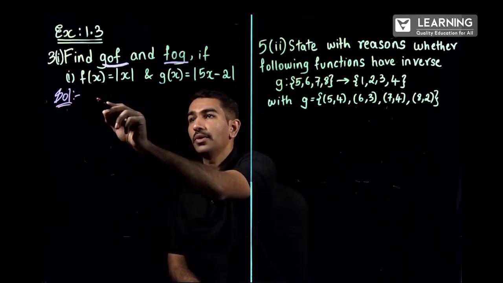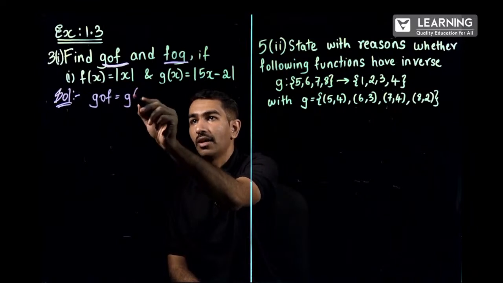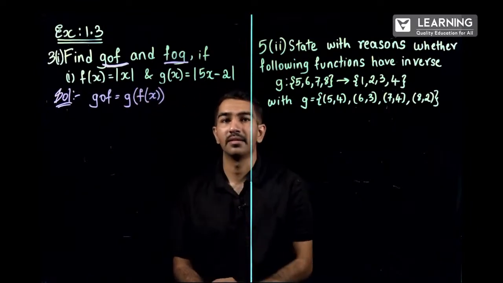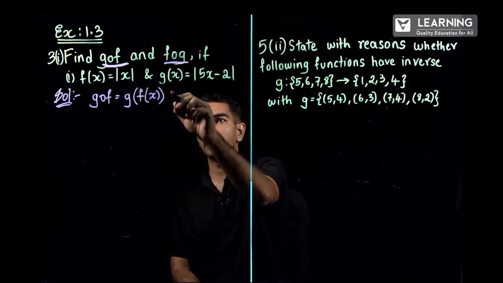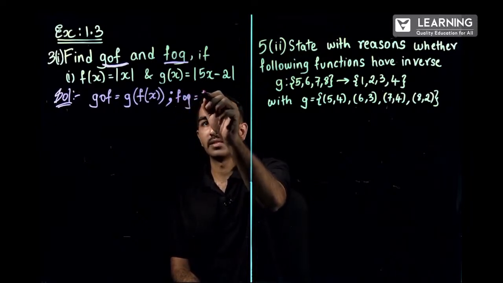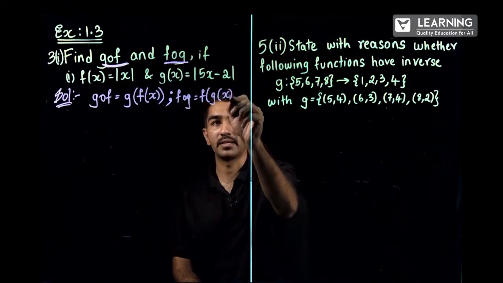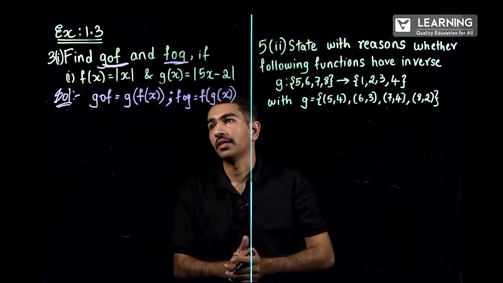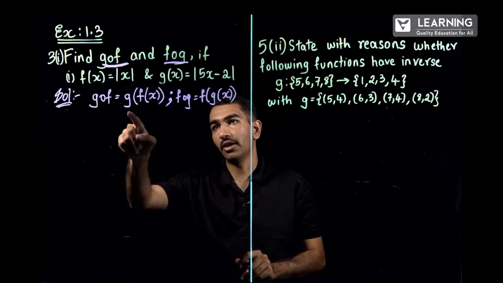So what is GOF written as? GOF can be written as g of f of x. Understood? Similarly, FOG can be written as f of g of x. This is GOF and this is FOG. We'll see, g is coming first here, right? See here, g of f of x.